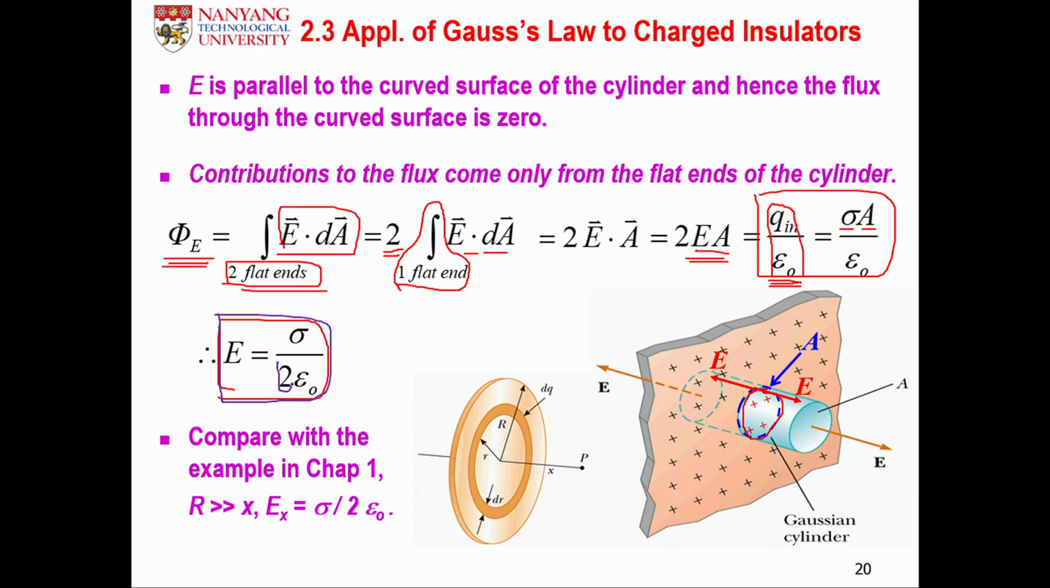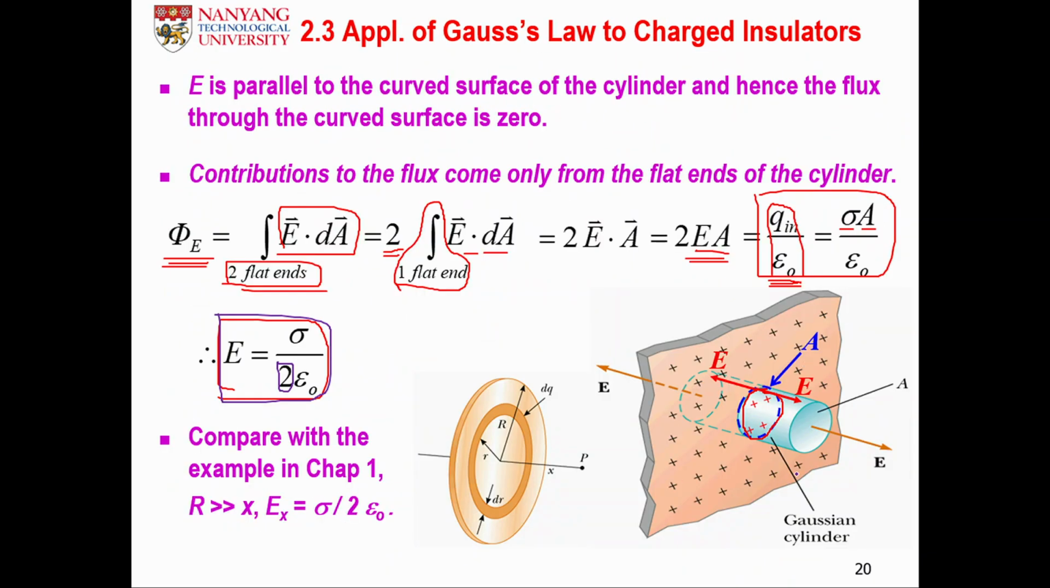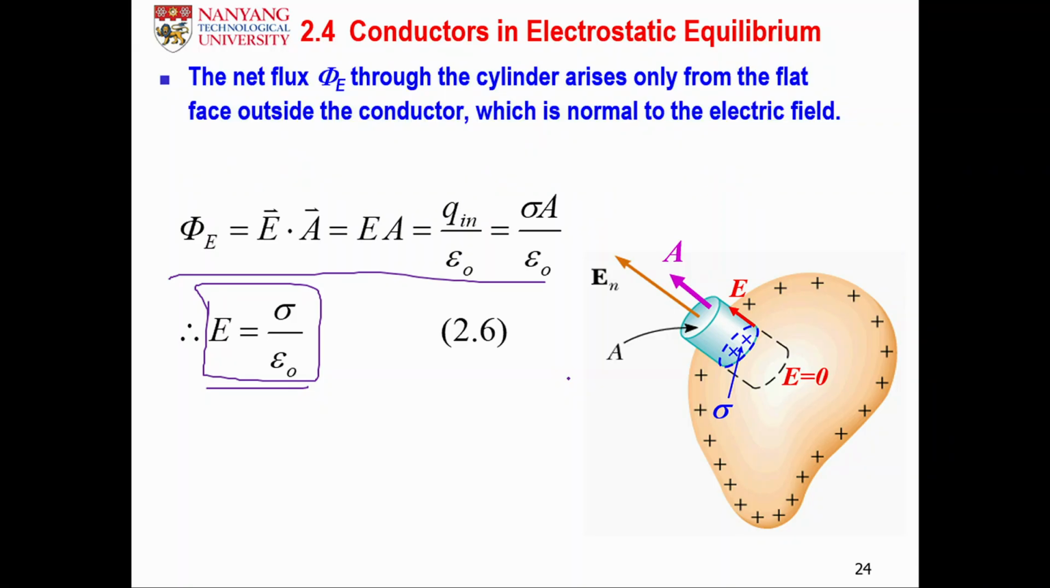Here you have a factor of 2, right? And here you don't have. Basically, it tells you the E field here, due to this kind of conductor, is twice the E field due to this charge plate, right? So why is this the case?